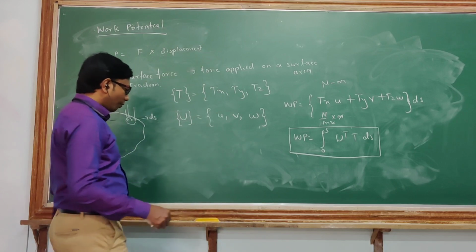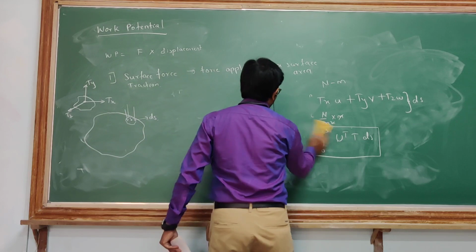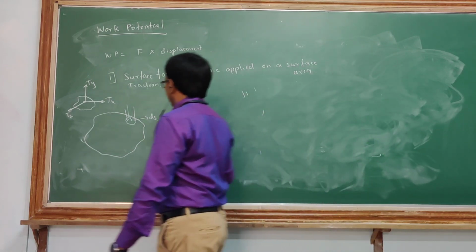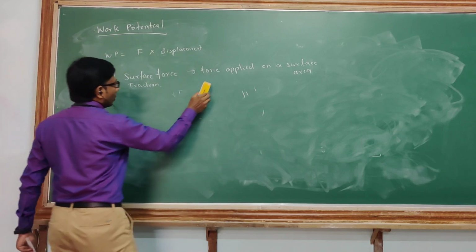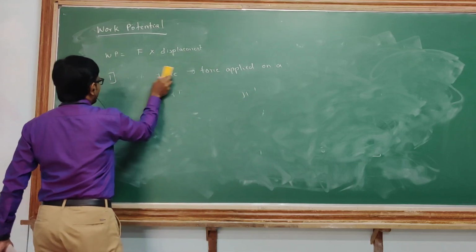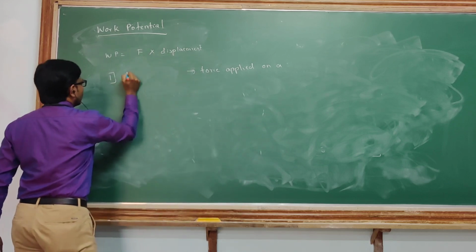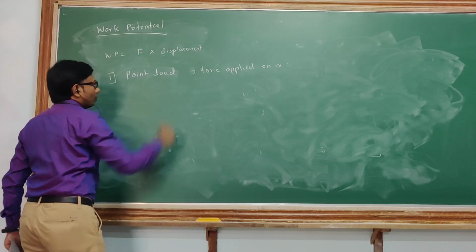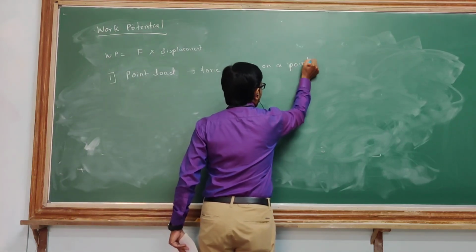So finally we will go for the point load. How to calculate the work potential for point load? Simple, just substitution is there. We will be getting the equation here. Force applied on a point, so it will be taken as a point load.